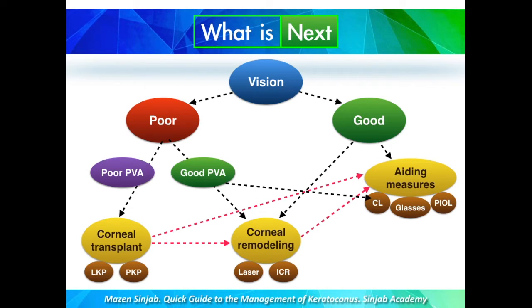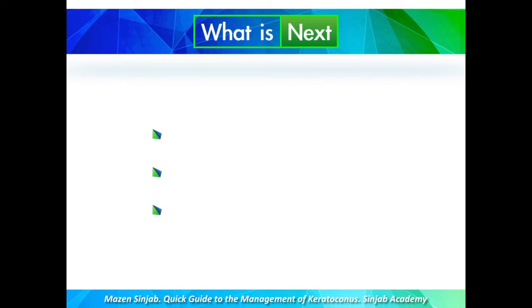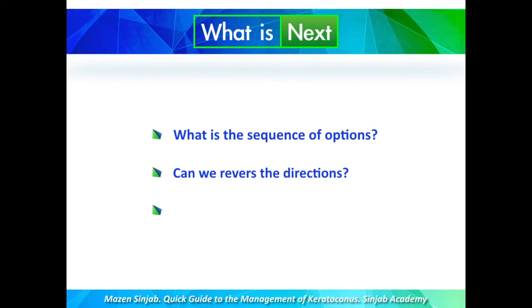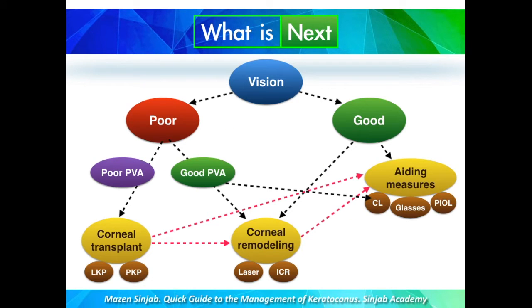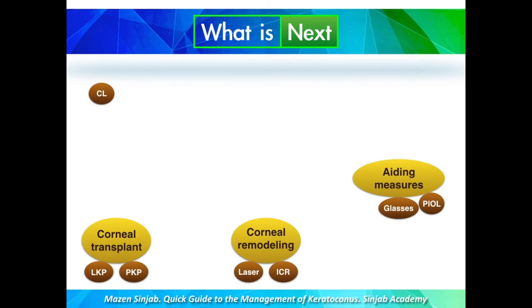Now, this question, what is next, leads us to another 3 questions. What is the sequence of options? Can we reverse the directions of arrows? And where is corneal cross-linking in this flow chart? Let us start option by option, starting with the contact lens.